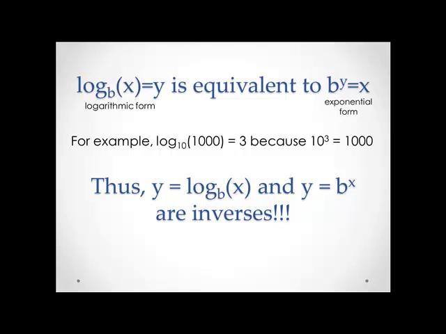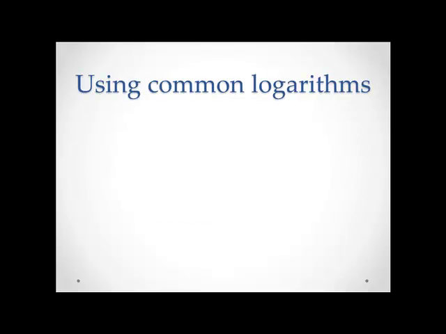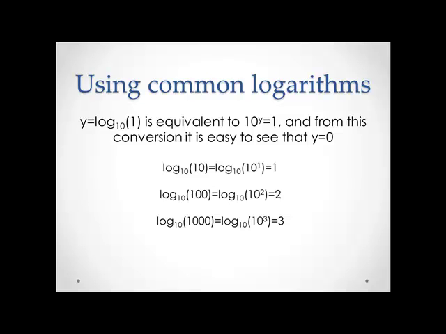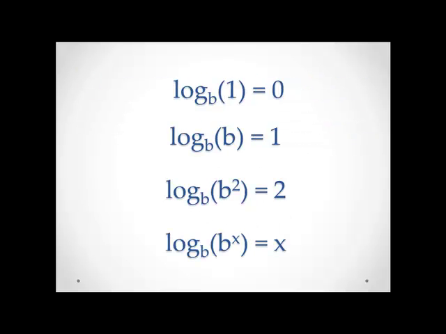It is useful to learn the basic properties with respect to common logarithms, which are logarithms with base 10. For example, y equals log base 10 of 1 is 0 because 10 to the 0 is 1. Using the same process, we find that log base 10 of 10 is 1, log base 10 of 100 is equal to log base 10 of 10 squared, which is equal to 2, and log base 10 of 1,000 is equal to 3, and so on. Here's a summary of the properties we just went over using any base b.